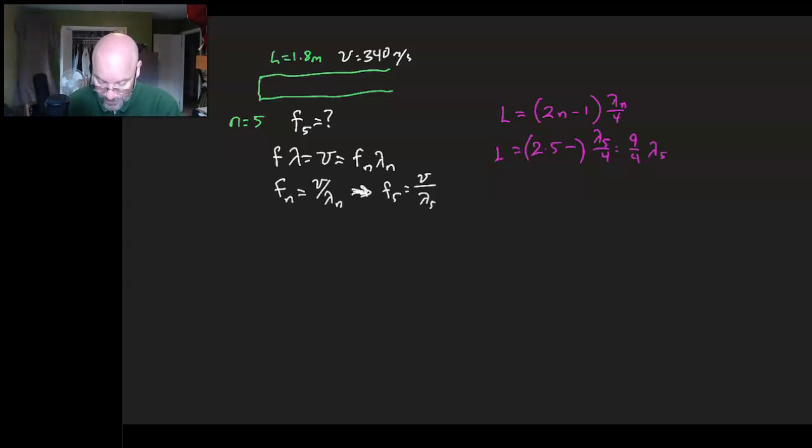9/4 of lambda 5 is equal to L. Okay, rearrange that a little bit, and we're going to have that lambda 5 is 4/9 of L. Okay, let's get our number, because we know what L is already, 1.8 meters, and that turns out to be 0.8 meters, like that.